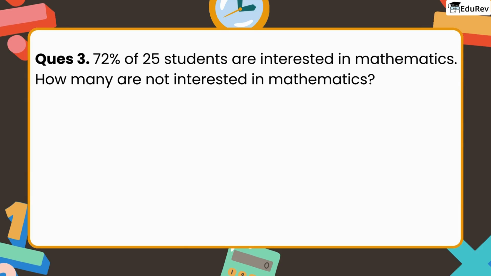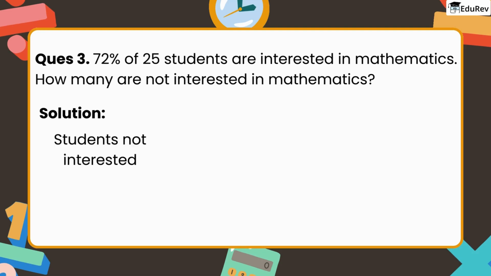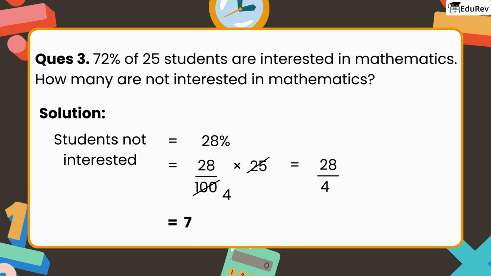The third question is, 72% of 25 students are interested in mathematics. How many are not interested in mathematics? So, we have 72% of 25 students interested in mathematics. This means that students not interested in mathematics are 100 minus 72, which is equal to 28%. And to calculate 28% of 25, we write 28 upon 100 into 25. Cancelling 100 by 25, we get 4, so 28 upon 4, which is equal to 7 students.